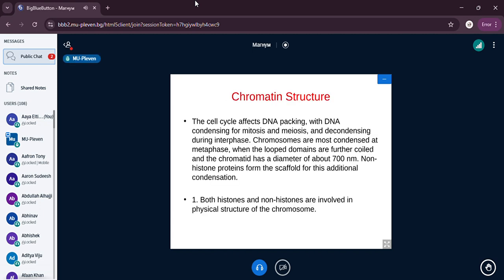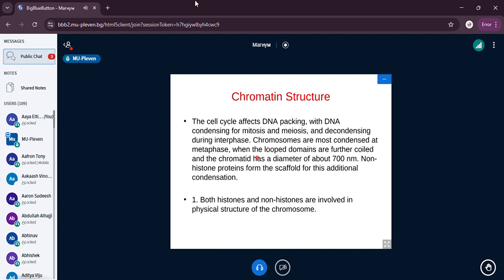The chromatin structure. The common length of DNA in the eukaryotic cell in humans is between 1 and 2 meters. So it has to fit in a 5-10 micrometer nucleus.